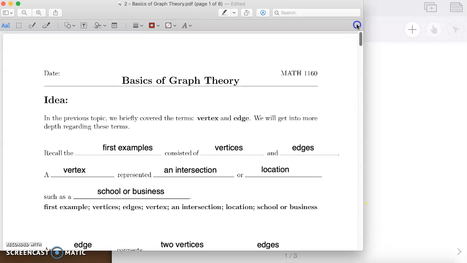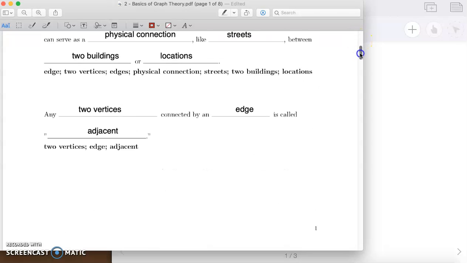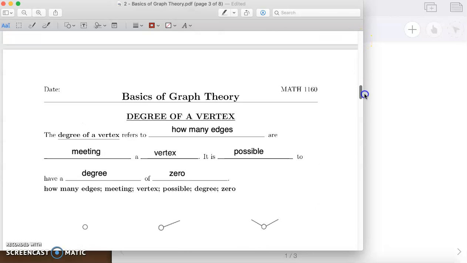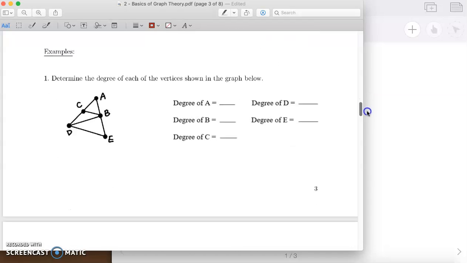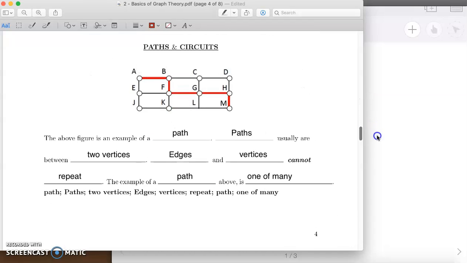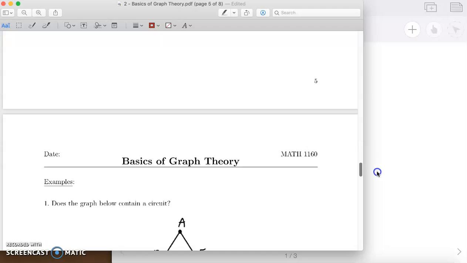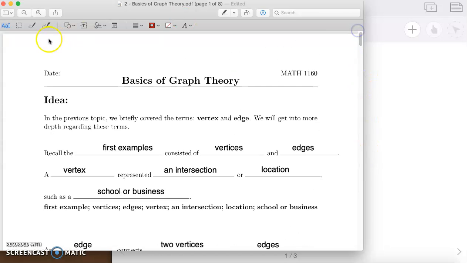All right, so those are the different definitions. So just to reiterate, we talked about the degree of a vertex. We talked about a path and a circuit and disconnected and connected graphs. So let's go ahead and look at some examples.